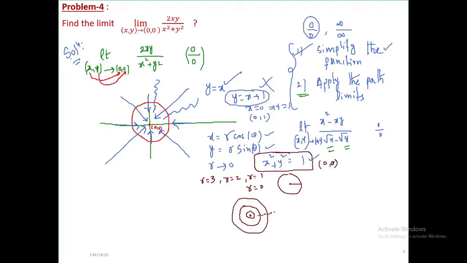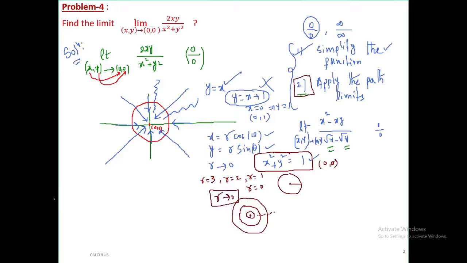That is what I want actually. x, y reaching the origin is nothing but r tends to 0. You can take this kind of limit also. Now r is reaching 0, you can take x, y tending to origin. So this is the ideology for this second method, applying the polar limits.